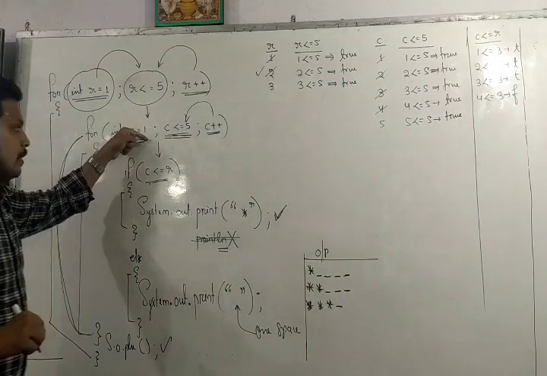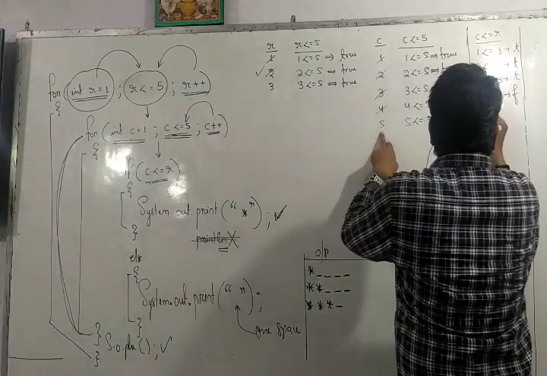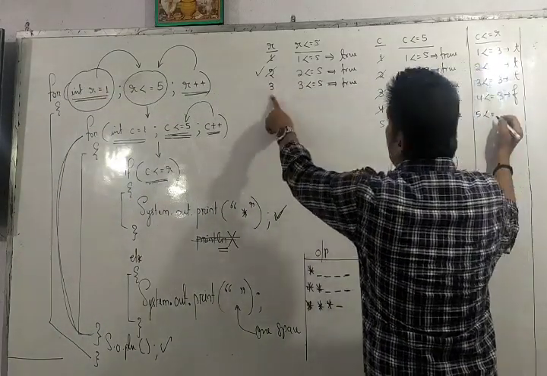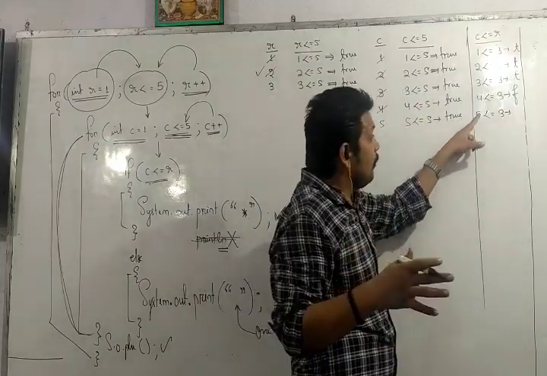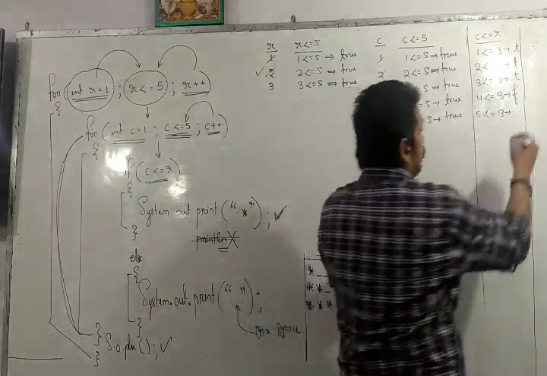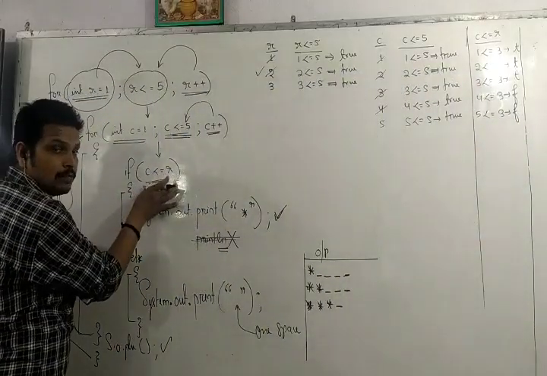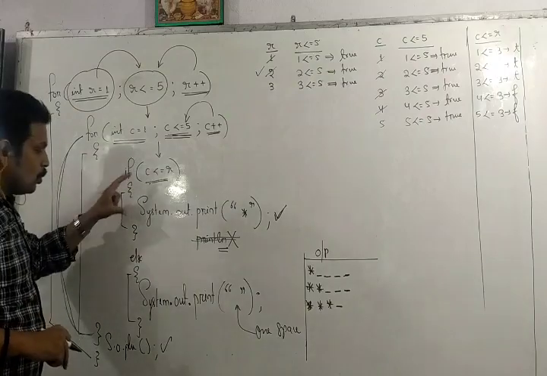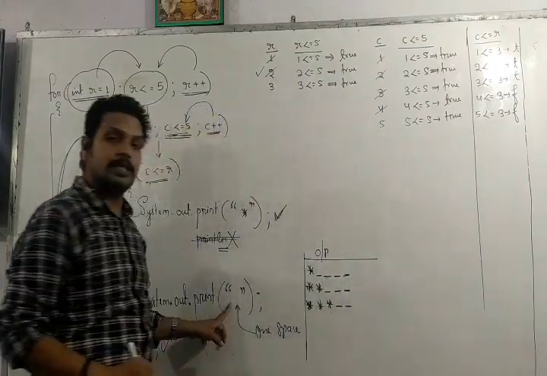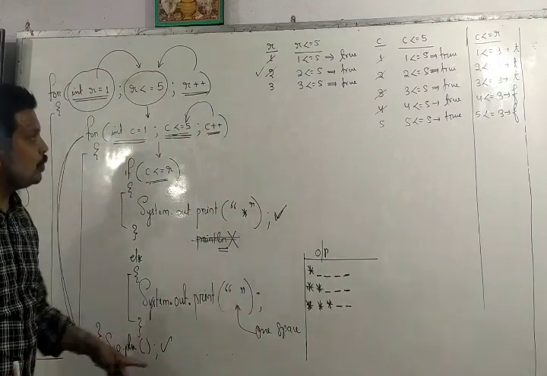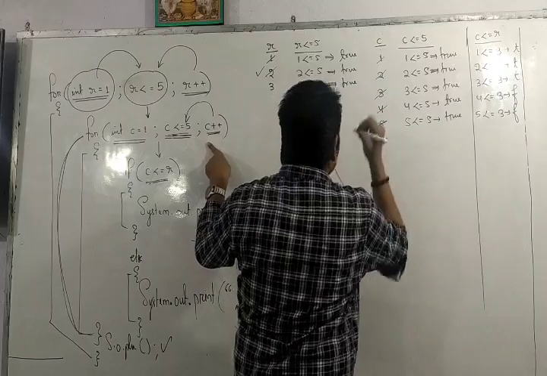Then we have one more condition, C less than equal to R. So what is C? 5. 5 is less than equal to 3. See, 5 is less than 3? No. 5 is equal to 3? No. So here also we will get false. If this condition is false, the control will go to the else part and print one space. Then the control will go to the updation expression of inner for loop C++, that is, it will become 6.